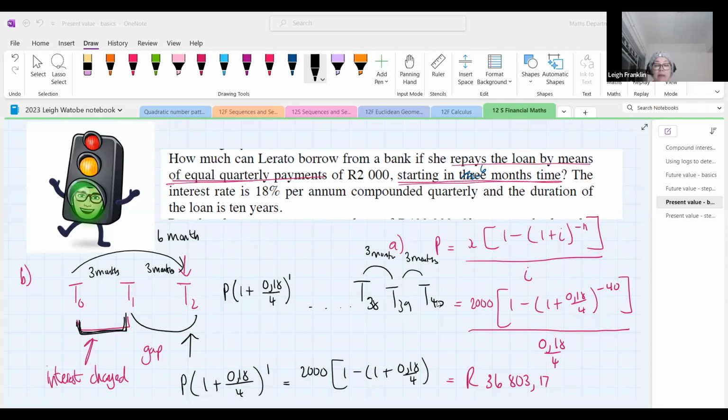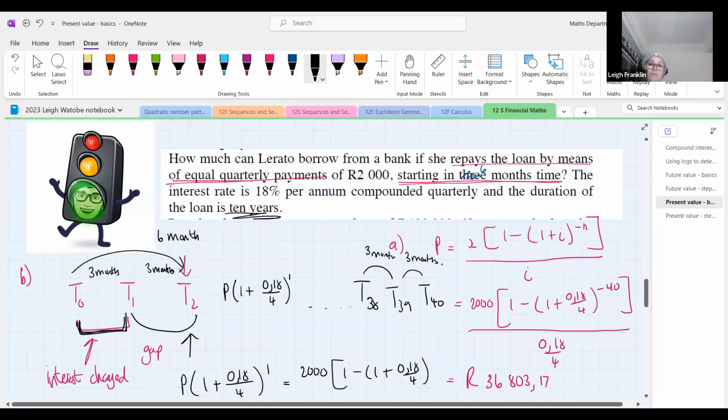How many payments is she making? How many payments would she be making? Remember, she still wants to pay it off in 10 years. Malashane, you're welcome to ask a question. There we go, Tsechofatso, quite right. No, sorry, you're not right. Sorry, Tsechofatso, you're not correct.